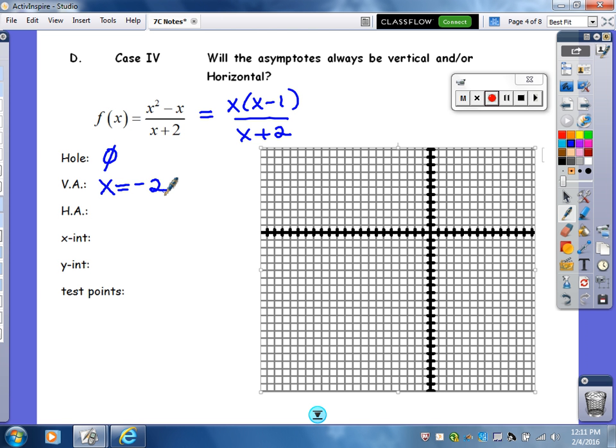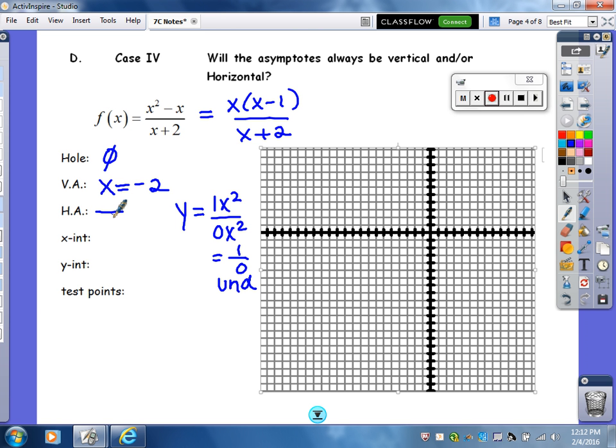Alright, horizontal asymptote. Remember, that's when we match up the degrees. So the highest degree in this is x squared. So 1x squared. And on the bottom, notice I don't have an x squared, so I put in a 0 placeholder. Alright, well this simplifies to 1 over 0, which is undefined.